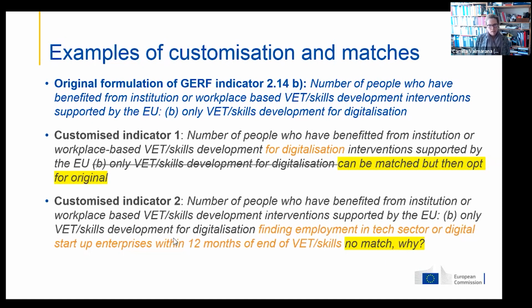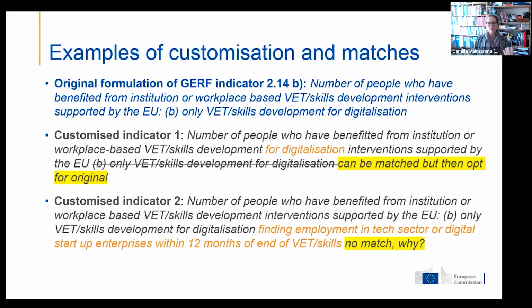The second customized indicator reads: number of people who have benefited from institution or workplace VET skills development interventions supported by the EU, only VET skills development for digitalization. So basically the exact same formulation of our GERF indicator with a specification at the end that says finding employment in tech sector or digital startup enterprises within 12 months of end of VET skills. In this case, we can't make the match, or we should not make the match, because in principle, you can still make the match, but it's a wrong match.